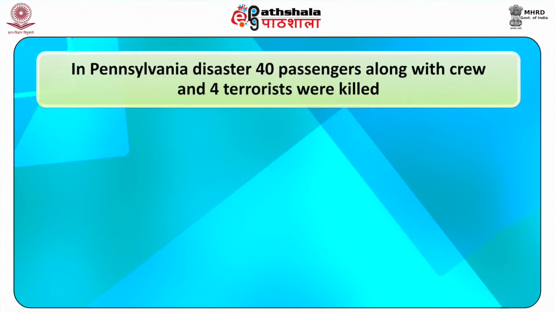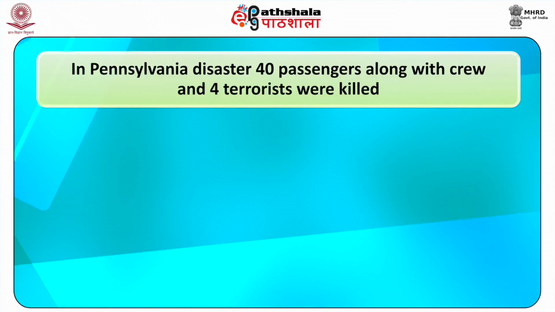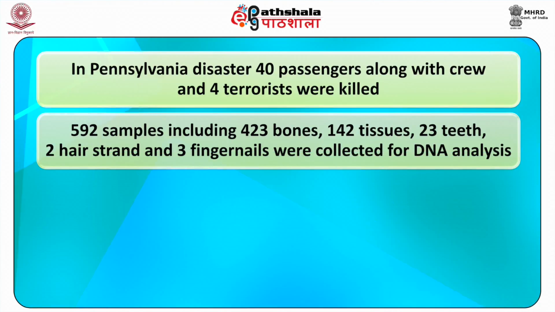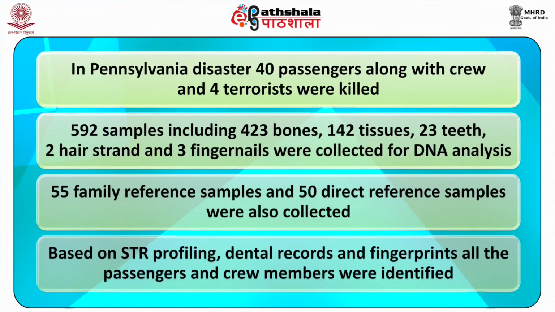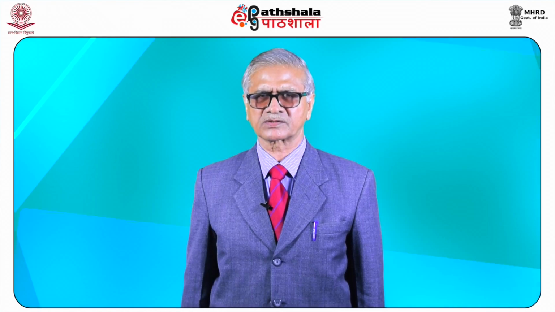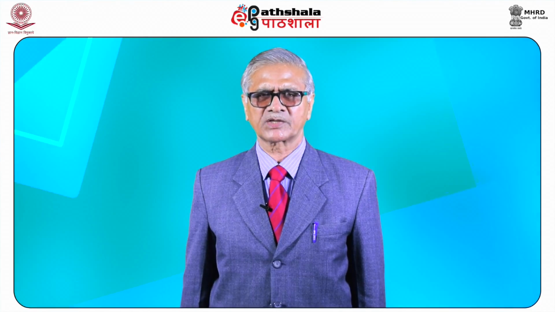In the Pennsylvania disaster, 40 passengers along with crew and 4 terrorists were killed. 592 samples, including 423 bones, 142 tissues, 23 teeth, 2 hairs, and 3 fingernails were collected for DNA analysis. 55 family reference samples and 50 direct reference samples were also collected. Based on STR profiling, dental record, and fingerprints, all the passengers and crew members were identified. However, 4 male samples which did not match family references and were ascribed to the 4 terrorists were further tested for mitochondrial DNA and were associated with a Near Eastern mitochondrial DNA haplotype.